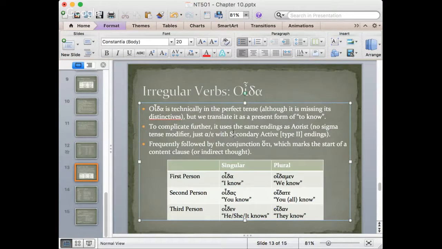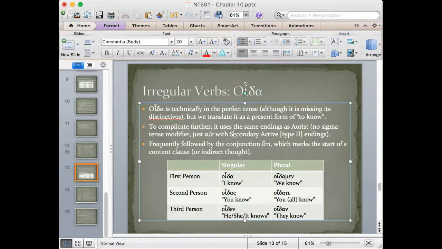To complicate things further, it's technically in the perfect, but it's using the same endings as the aorist with no sigma tense modifier. And it's going to be frequently followed by the conjunction hoti, which marks the start of a content clause. We've learned hoti, haven't we? Yeah. So it's going to get translated as "that": you know that, I know that, we know that. And so that hoti is going to show up and mark a content clause. Technically, it can be identified as either indirect discourse or a content clause, because both of those are doing the same thing: they're telling you the contents of whatever the verbal knowing is.